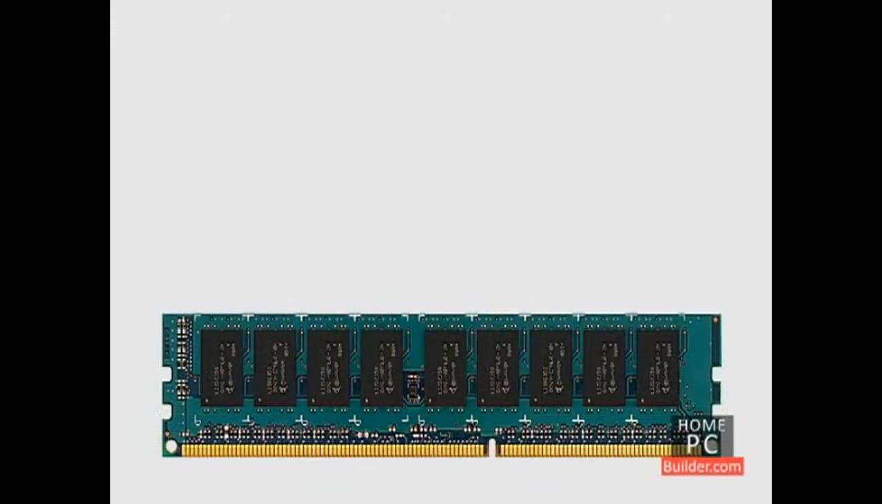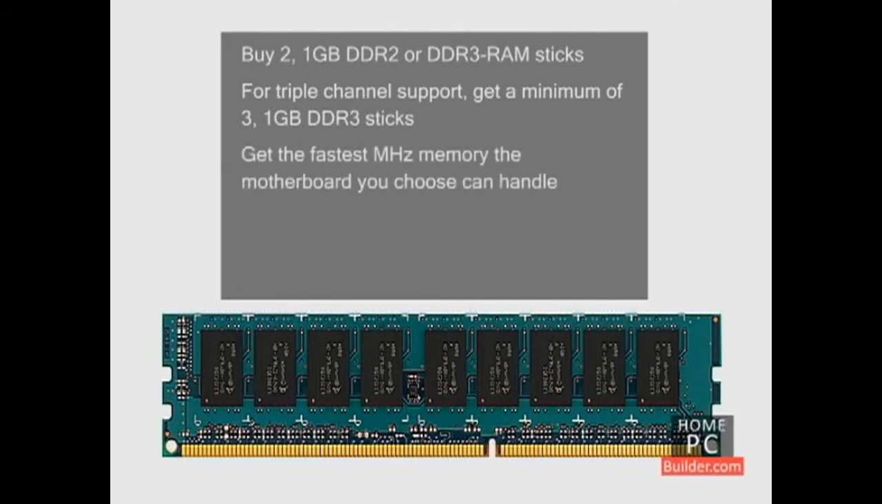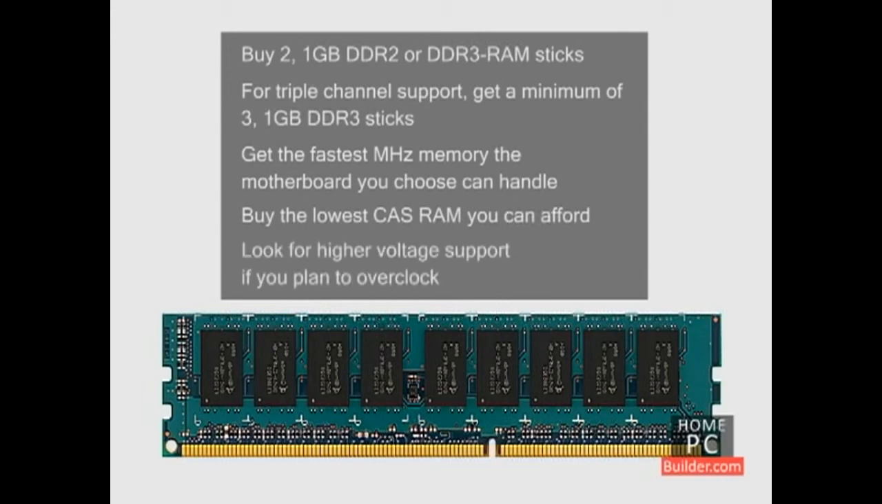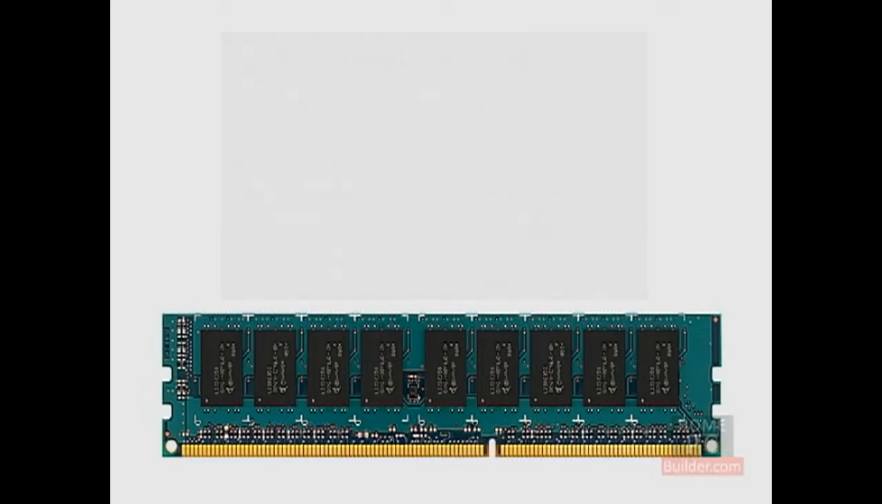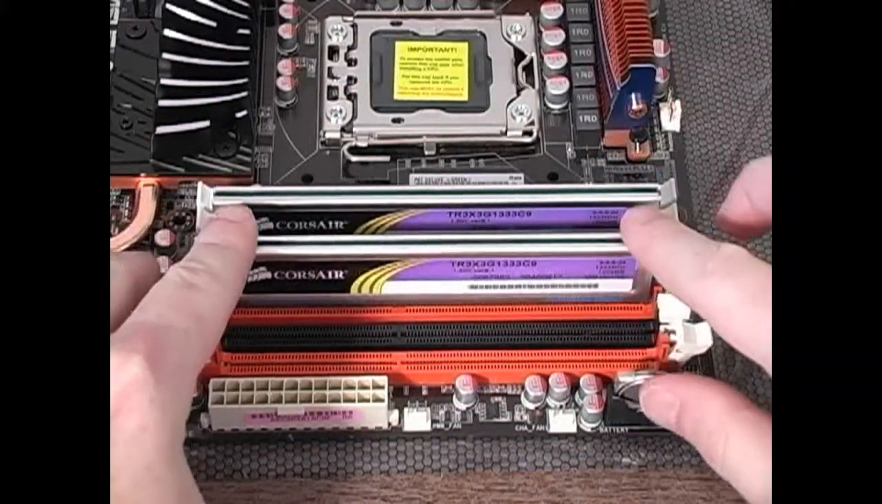When you purchase your computer's memory, look for 2 1 GB as a minimum DDR2 or DDR3 sticks in a package to enable dual-channel on the motherboard. If the motherboard you're using supports triple-channel memory, get a minimum of 3 1 GB DDR3 sticks in a package. Get the fastest megahertz memory the motherboard you choose can handle. Buy the lowest CAS RAM you can afford, and look for higher voltage support if you plan to overclock. In the installation lessons, we'll go over how to install the memory sticks onto the motherboard.